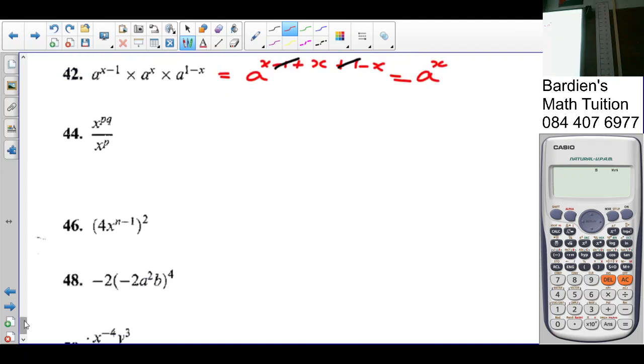Next one, when dividing and bases are the same, what do you do to the exponents? So it will be p, q minus p. Are they like or unlike terms? So it stays like that. Next.